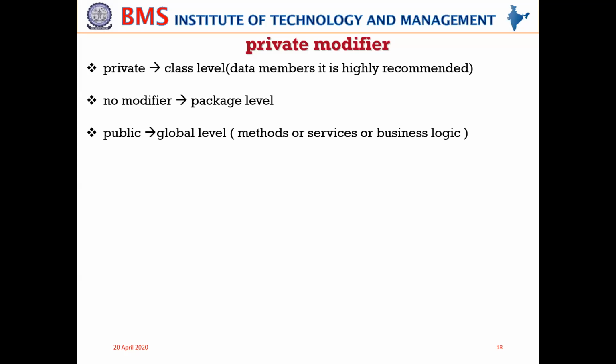Coming to the next, data members, which are part of your class. It's highly recommended to declare data members as private, because data is the important thing which we need to give the highest level of security inside the class, correct? So that is the reason it is preferred to declare your data members as private.